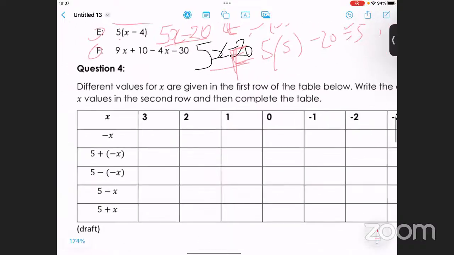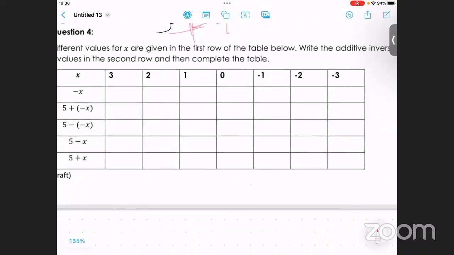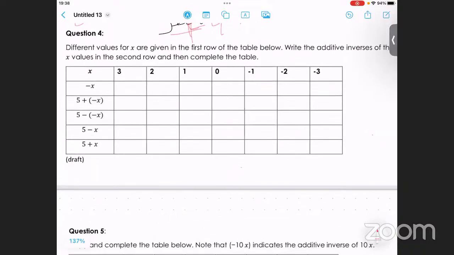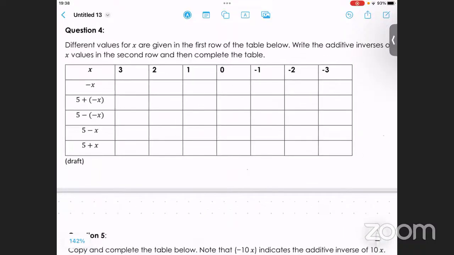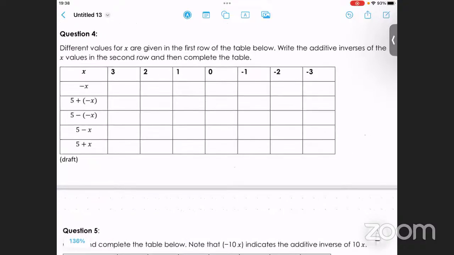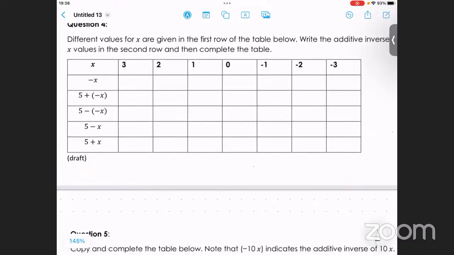So if we are all good, now let's move to table 4. I'm just going to move this up and try to clean it. Okay, cool. So we have the table here for question 4. They say different values of x are given in the first row of the table. Write the additive inverses of the values of x in the second row, then complete the table. All right, so this is what we did yesterday. Though this one looks different, it's exactly what we did yesterday. So I'm just going to continue with this.